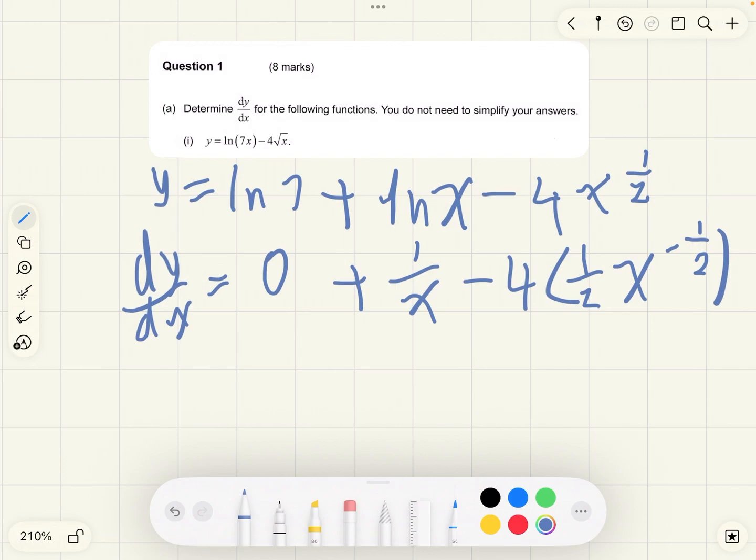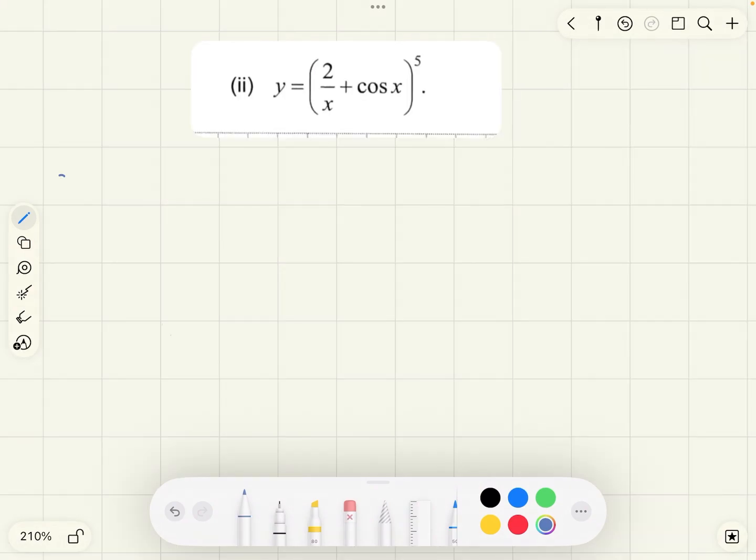Okay, so our next question is another differentiation. It asks to differentiate y equals 2 over x plus cosine of x, to the power of 5. And you can see the question and tell straight away it's a chain rule question, because it has an inside and an outside function: 2 over x plus cosine of x inside, and the outside is this thing to the power of 5. So you just use the chain rule for the derivative.